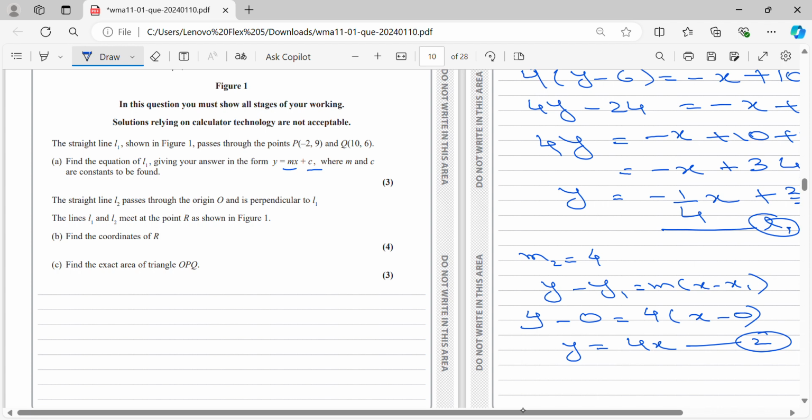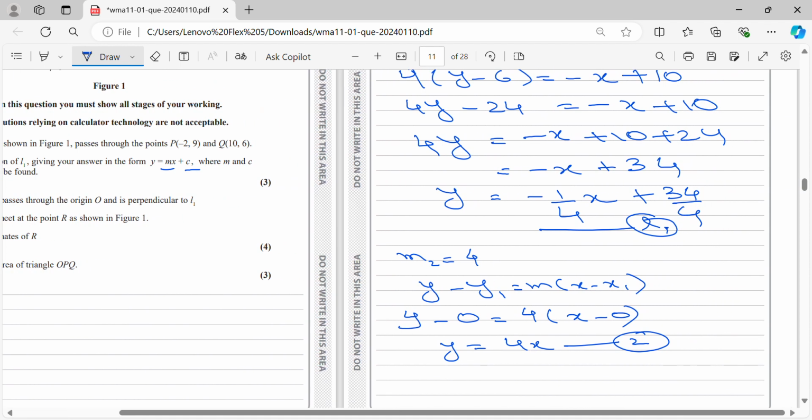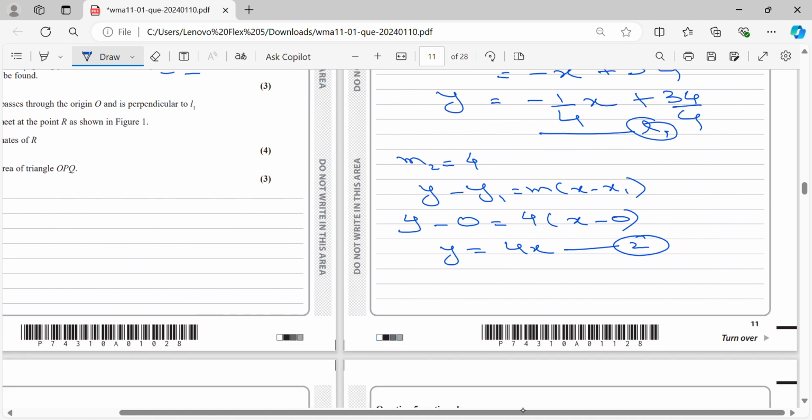Alright, next part B: find the coordinates of R. To find the coordinates of R, we can equate both the equations, L1 and L2. This is the equation of L2. So let's equate both equations, minus 1 over 4 x plus 34 over 4, as a simultaneous equation to get the values of x and y.